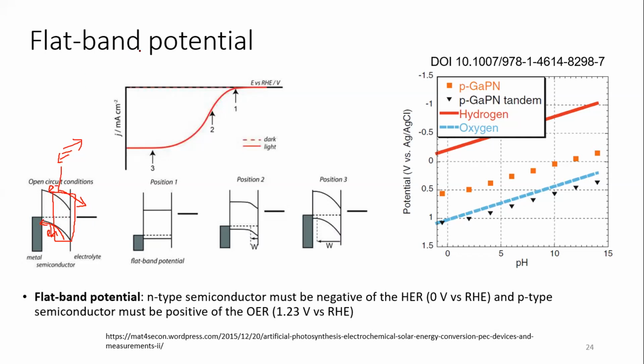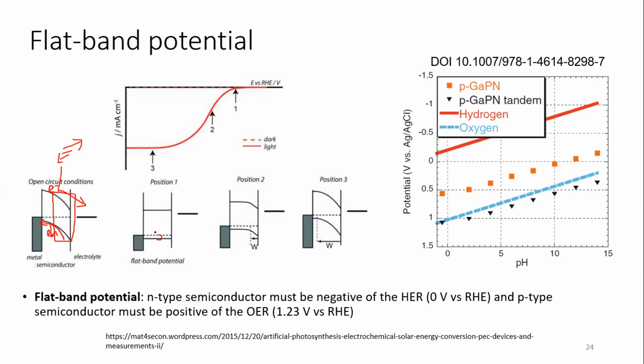So flat band potential is nothing but this: after this equilibrium condition, you apply potential from the power supply. The externally applied potential is such that it will flatten this band from this bending to this level. At some potential, this band will be flat. That potential is called the flat band potential, because when the band is flat, there is no built-in electric field.